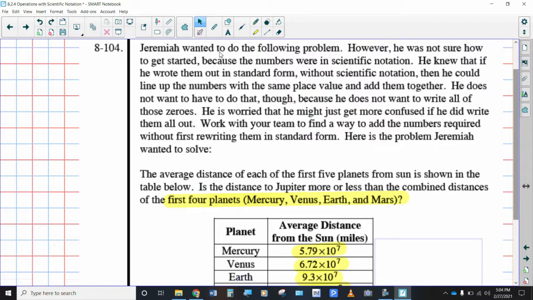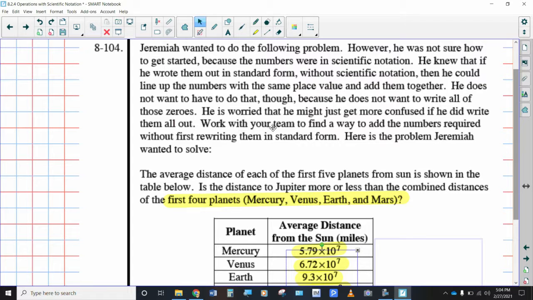So here's the premise. Jeremiah wanted to do the following problem. However, he was not sure how to get started because the numbers were in scientific notation. He knew that if he wrote them out in standard form without scientific notation, then he could line up the numbers with the same place values and the decimal points and add them together. He does not want to do that, however, because he doesn't want to have to write all of these zeros. He is worried that he might just get more confused if he did write them all out, which I don't think he would. That's not a lot of zeros, but whatever.